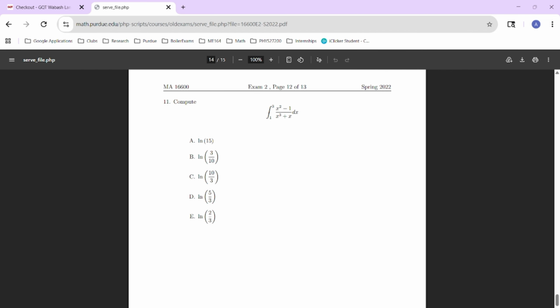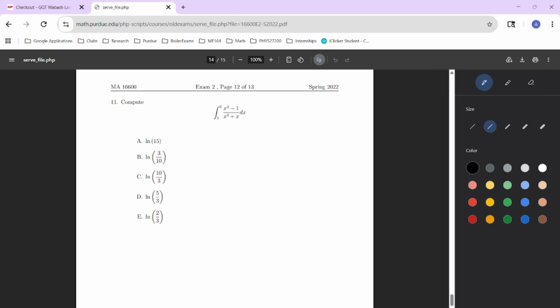Welcome and welcome back, everybody. Thanks for joining me today as we cover question 11 of this problem set. Compute the integral from 1 to 3 of x squared minus 1 over x cubed plus x dx. Now this one, I'll admit, was actually a doozy. This one was pretty hard.